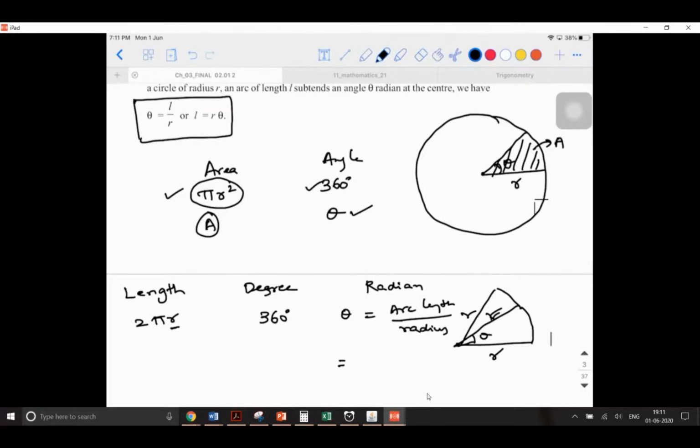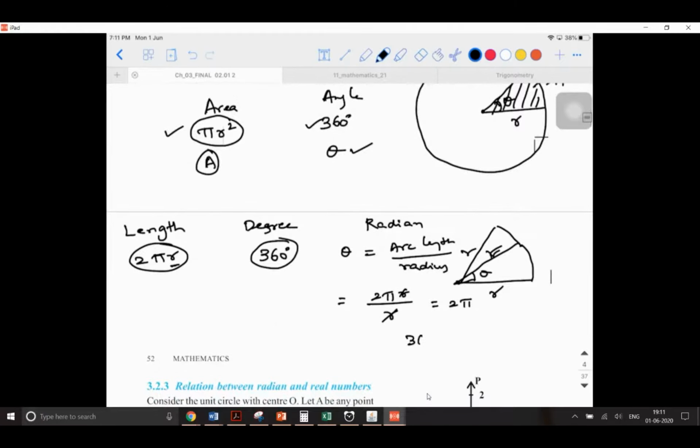So what is the arc length which is covered for a total angle of 360 degrees? It is 2 pi r, a complete circle. So the arc length is 2 pi r divided by the radius of the circle, which is already r. So this and this will get cancelled. It is 2 pi. So the concept you need to understand is 360 degrees is equal to 2 pi radians.